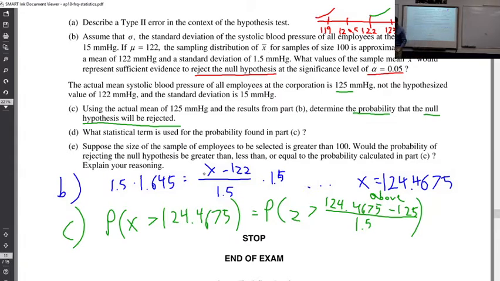So from here, you can do your normal CDF. My lower is that 124.4675. My upper is a really big number, then the mean and standard deviation. And when I do that, that's going to give me a z-score of negative 0.355. And the probability that I'm bigger than that is about 0.64. So that's the calculation process that they're looking for in parts B and C.